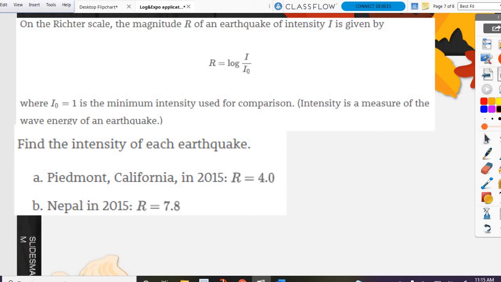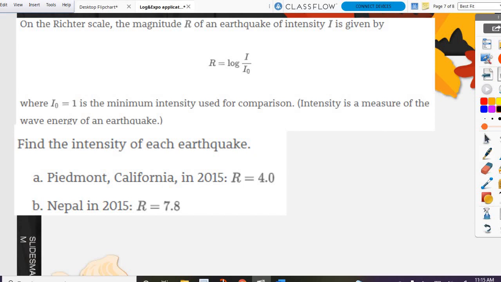Intensity is a measure of wave energy of an earthquake. So if any of y'all have ever seen the movies where they have the little thingy that moves up and down as the earthquake happens, right? That's measuring how many wavelengths are happening in a certain amount of time, and that's how they measure intensity. Okay? So it says find the intensity of each of the earthquakes.